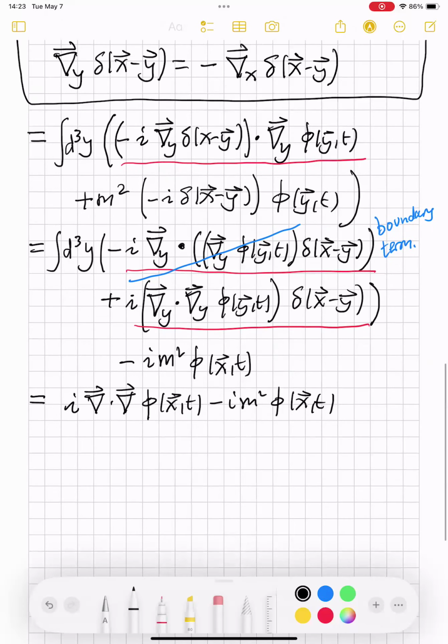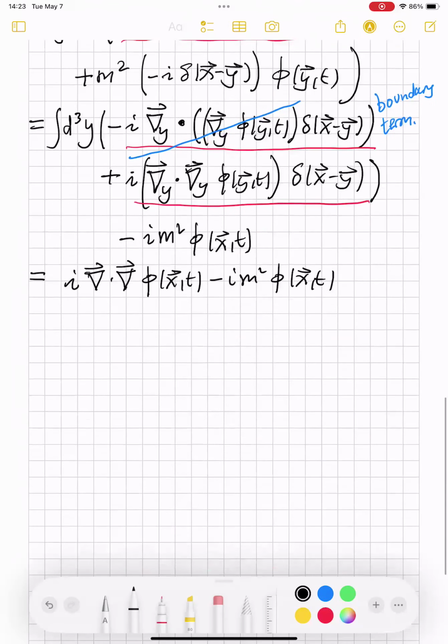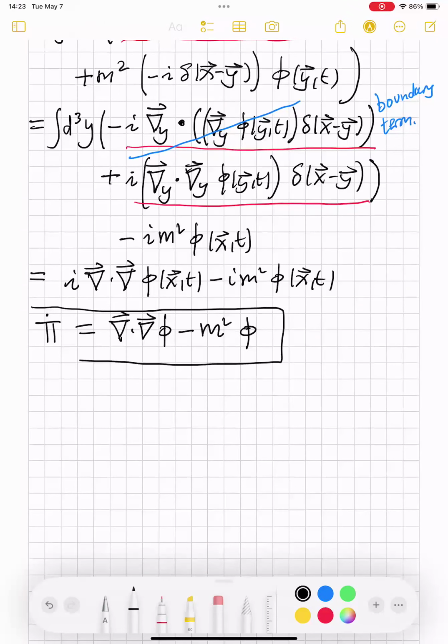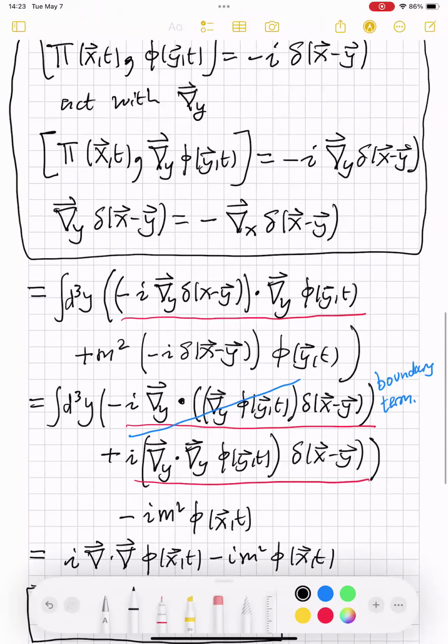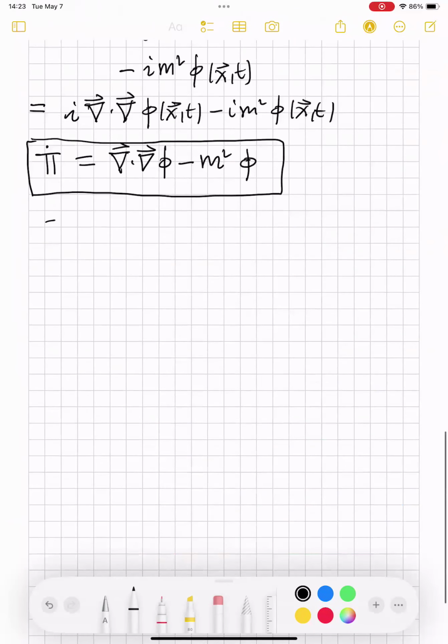What was this equal to? Well, this was equal to i pi dot. So I'm going to drop the i in front of the pi dot and the i in front of the right-hand side. And then what the Heisenberg equation of motion tells us is pi dot is equal to the Laplacian of phi minus m squared on phi. So that's what the second Heisenberg equation has told us. And remember the first Heisenberg equation, it just told us phi dot was equal to pi. So let's put that one down too. Phi dot is equal to pi.